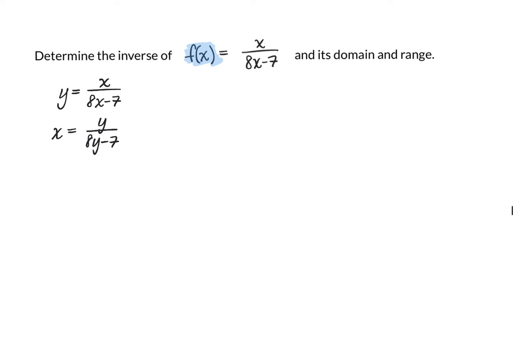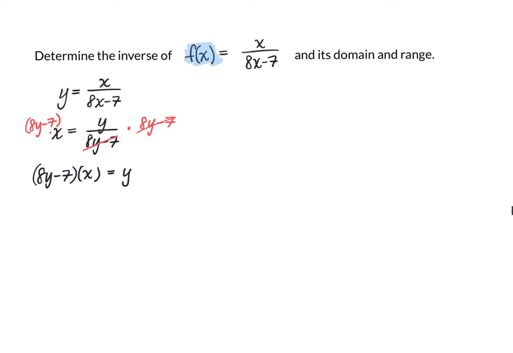So now we want to solve for y. So we'll need to undo this division. So we will multiply both sides by the quantity in the denominator. So we can divide that out. And over here, we'll also multiply by 8y minus 7. So right now we have 8y minus 7, that quantity multiplied by x, is equal to y.